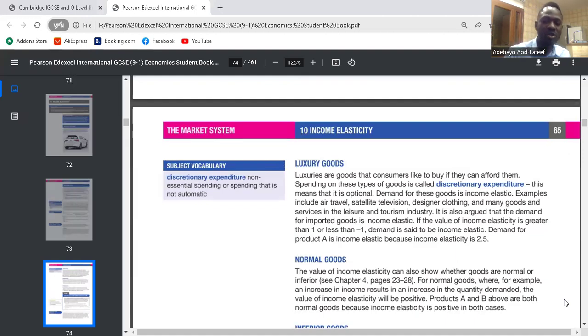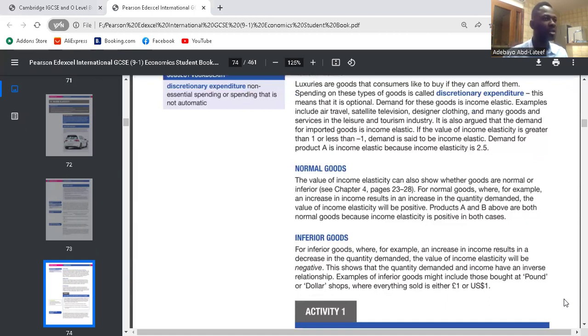I think it's clear. So we go to normal goods. For normal goods, as soon as our level of income increases, the products and services that come to our mind that we want to buy are normal goods. Then for inferior goods, as soon as our level of income falls, the goods that come to our mind that we want to buy are inferior goods. So as the level of income changes, normal goods will be positive, inferior goods will be negative. Is it clear? Any question about that? So we'll move on.